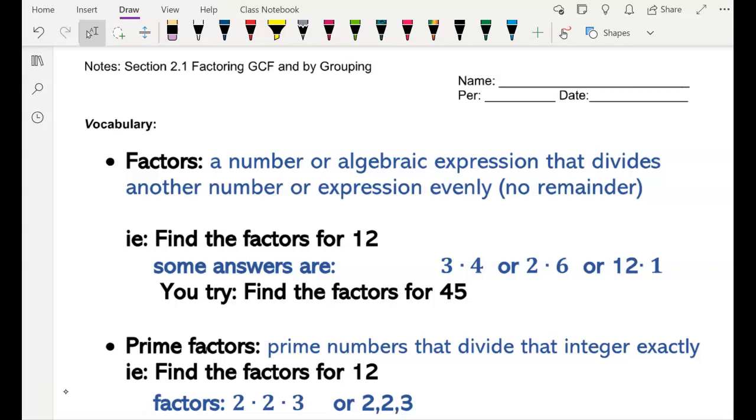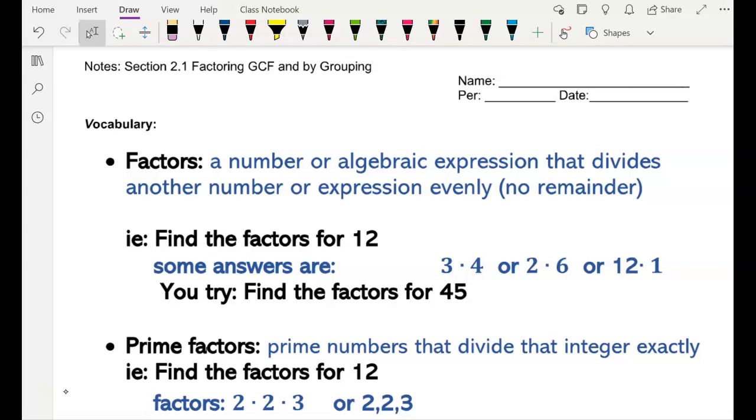So today we are going to study, or review for some of us, factoring: the greatest common factor and factoring by grouping. You do have some vocab here. The first one is called a factor, or in this case factors. A factor is a number or an algebraic expression that divides another number or another expression evenly. Evenly means we should not have any remainder.